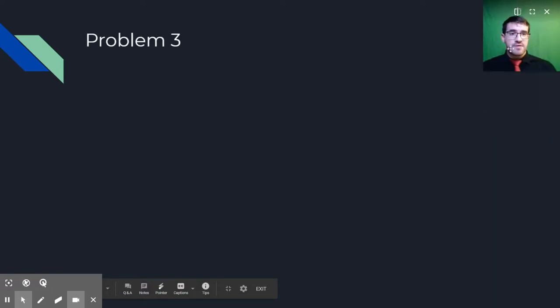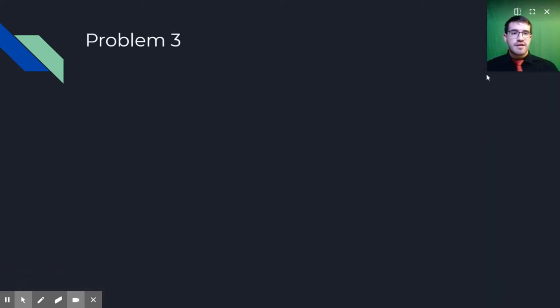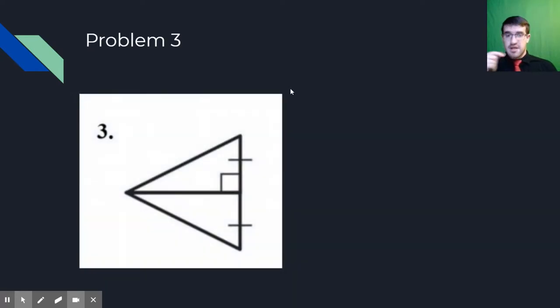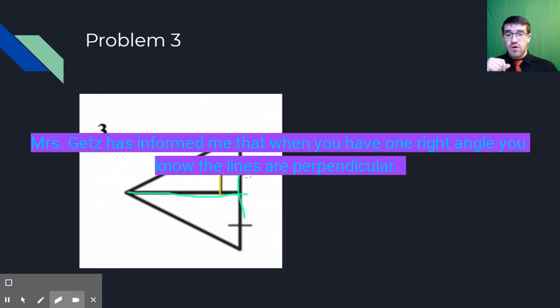So for problem 3, we are given these two triangles. Now, what's important to note here is we have one right angle, and that is this angle right here. And we know that perpendicular lines form corresponding adjacent right angles. Now, we're not told that these two lines here are perpendicular. However, we do know that because straight angles have to be 180 degrees, that this angle over here must also be a right angle right there.